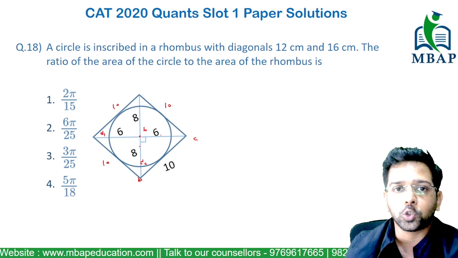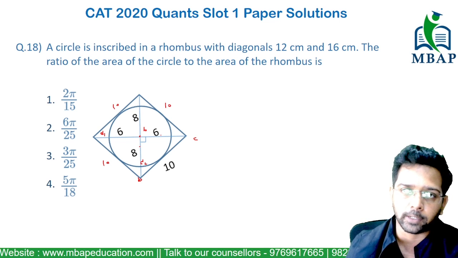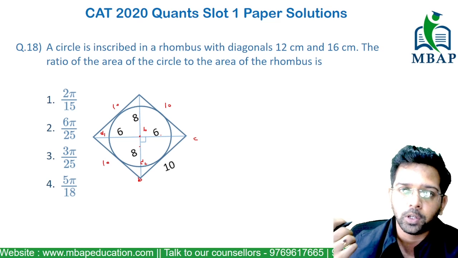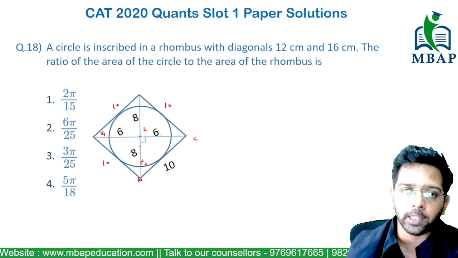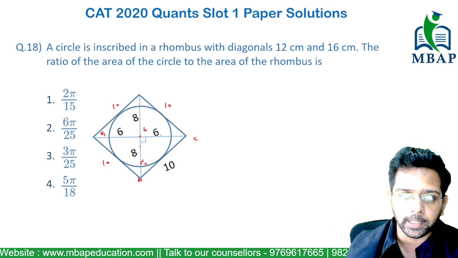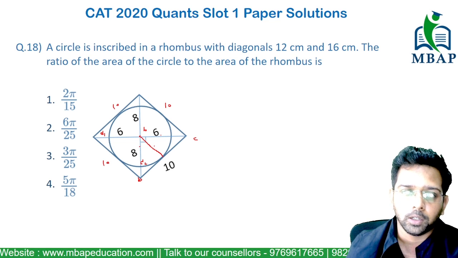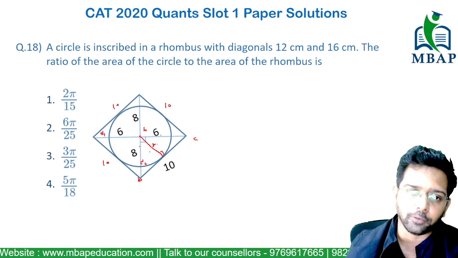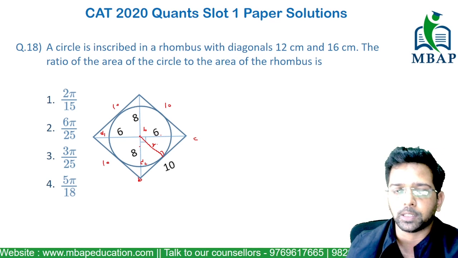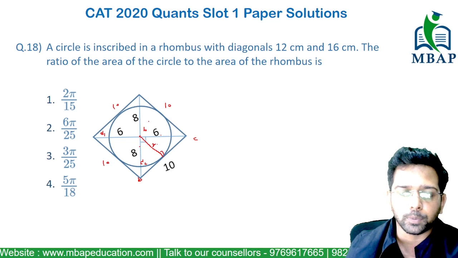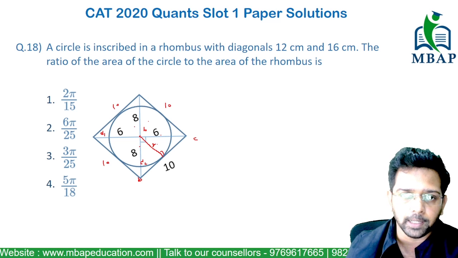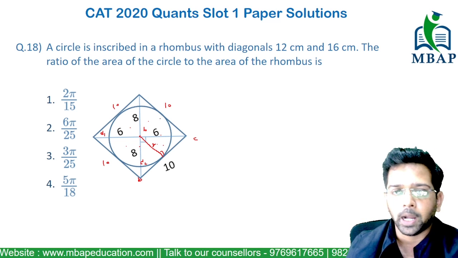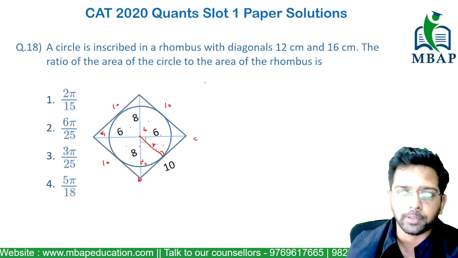You need to find the ratio of the area of the circle to that of the rhombus. So first you need to find the area of the circle. To find it, you need the radius of the circle first. This radius will also be the height of the triangle A, B, C that we need to consider. There are four 90-degree triangles, let's say A, B, C and D, and all of them will have the same area.